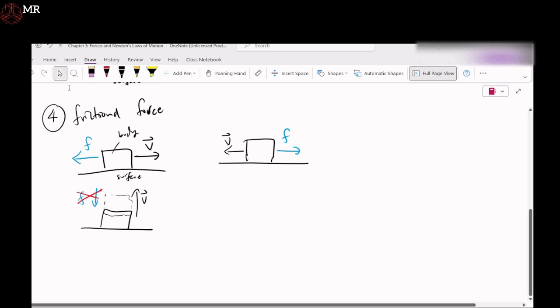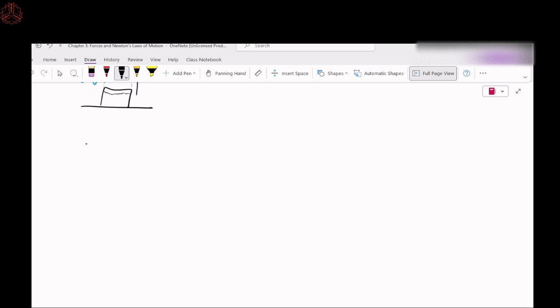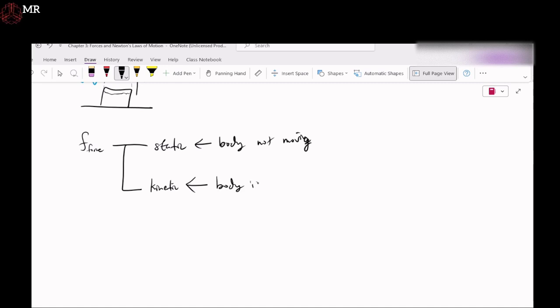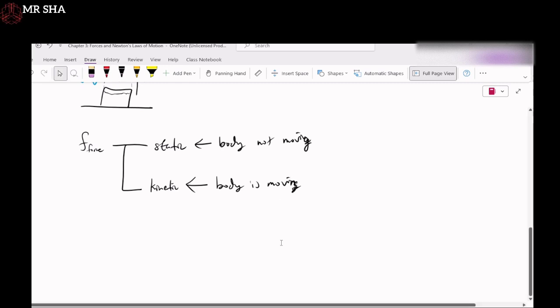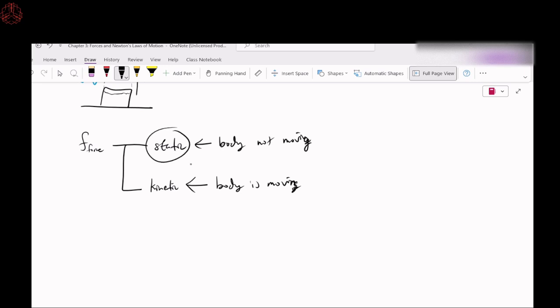Now for frictional force, we have two types. The first one would be static. The second one would be kinetic. Static simply means that the body is not moving, or at least the body wants to move, but the frictional force is stopping it from moving. And kinetic is when the body is moving. In general, your static friction will be bigger than your kinetic frictional force.